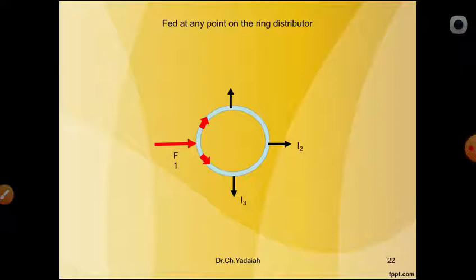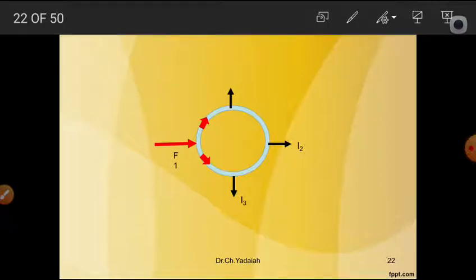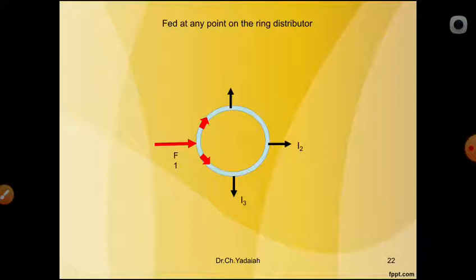Next, you can see another is the ring main system. So what is the ring main system? Here also it is connected as a ring. That means whatever energy comes is circulated in the ring continuously. So you can see here I1, I2, I3 continuously take the supply from the ring. So this is a ring main distributor. These are the classifications of distributors based on their configurations.